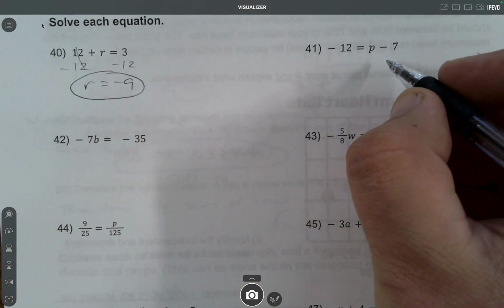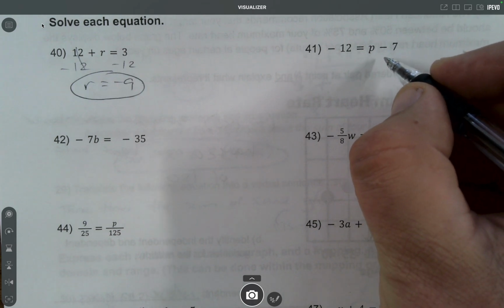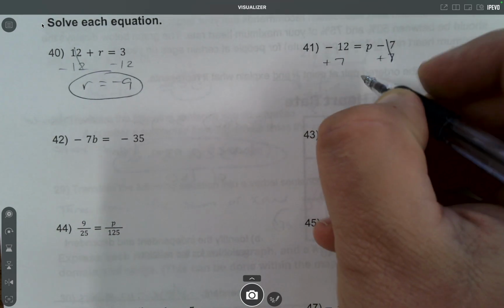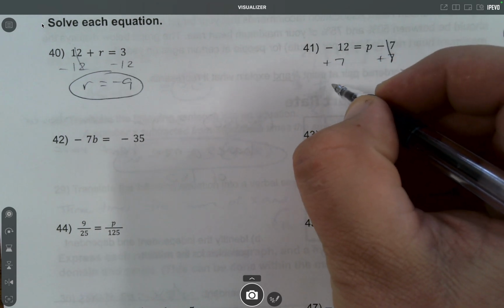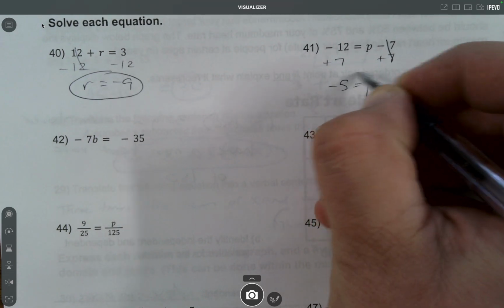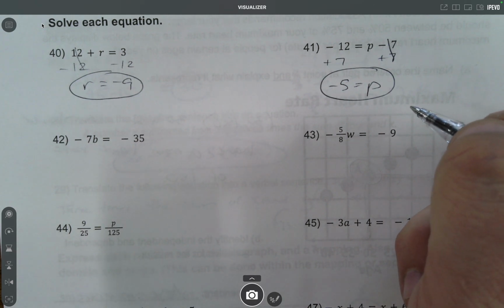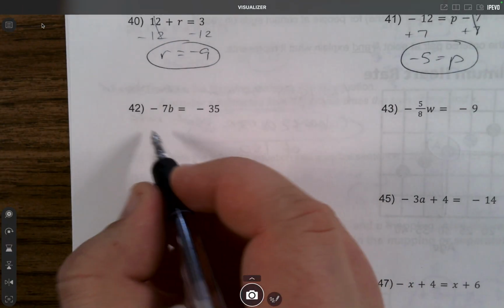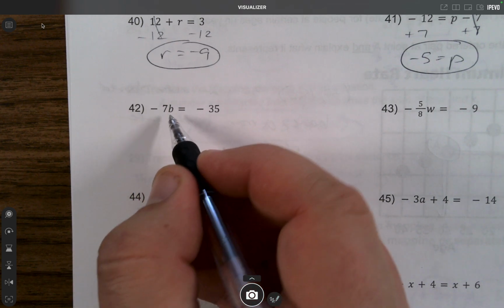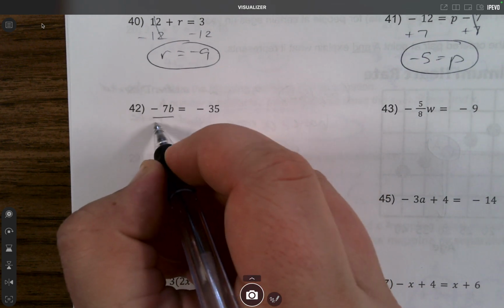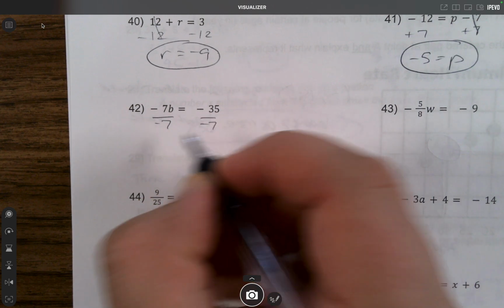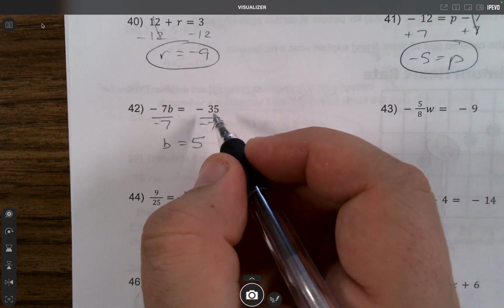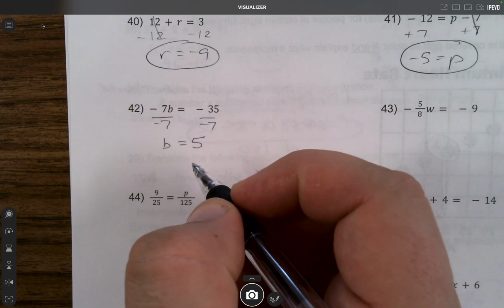Okay, over here, what's in front of the 7 is a negative or a minus. So we need to add 7 to both sides. Negative 12 plus 7 is negative 5. Okay, here we got negative 7 times b, so we need to do the opposite and divide by negative 7. We get b equals positive 5. Because anytime you have a negative divided by a negative, the result will be positive.